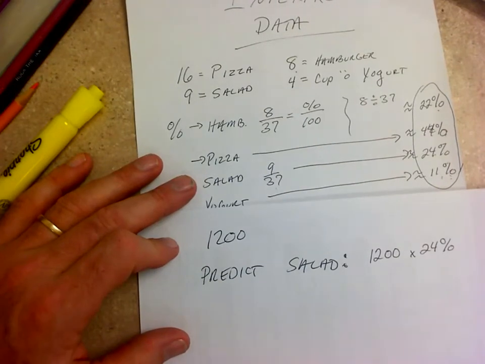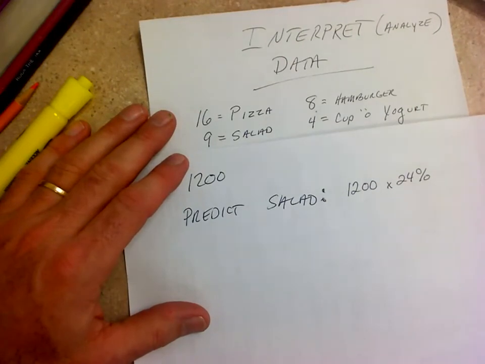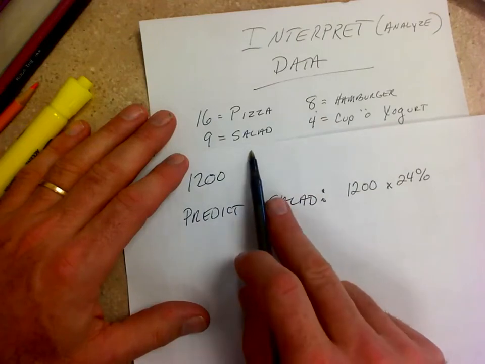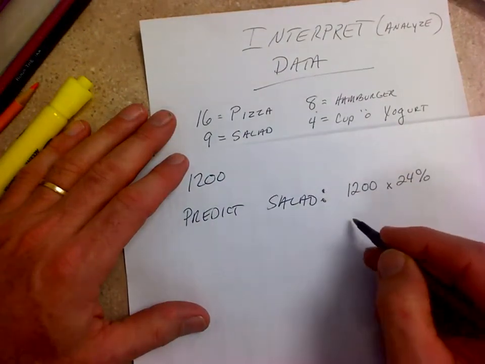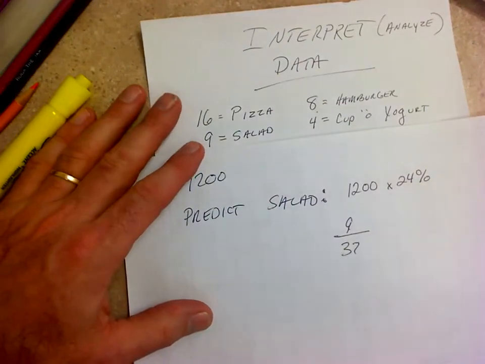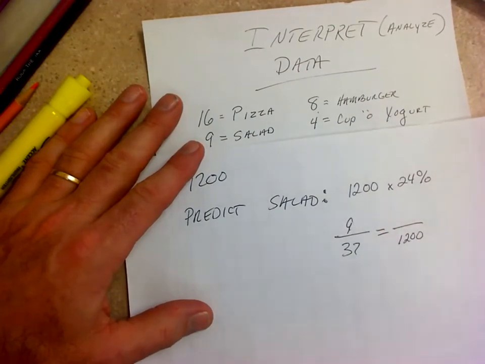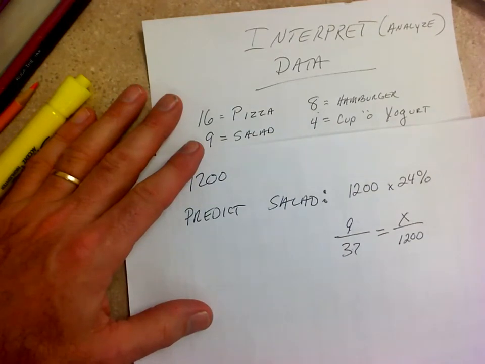Okay, if we do not have percents at our disposal, if this is all we're being provided with, and we want to make an accurate prediction on how many students would choose salad in a larger group based on our small survey, we have other options. We know that 9 kids out of our 37 chose salad, so we could just create 2 ratios. If we know 9 out of 37, our job is to determine how many that would be out of 1,200. We could build ourselves a proportion. So we have a couple techniques there we can use to predict.